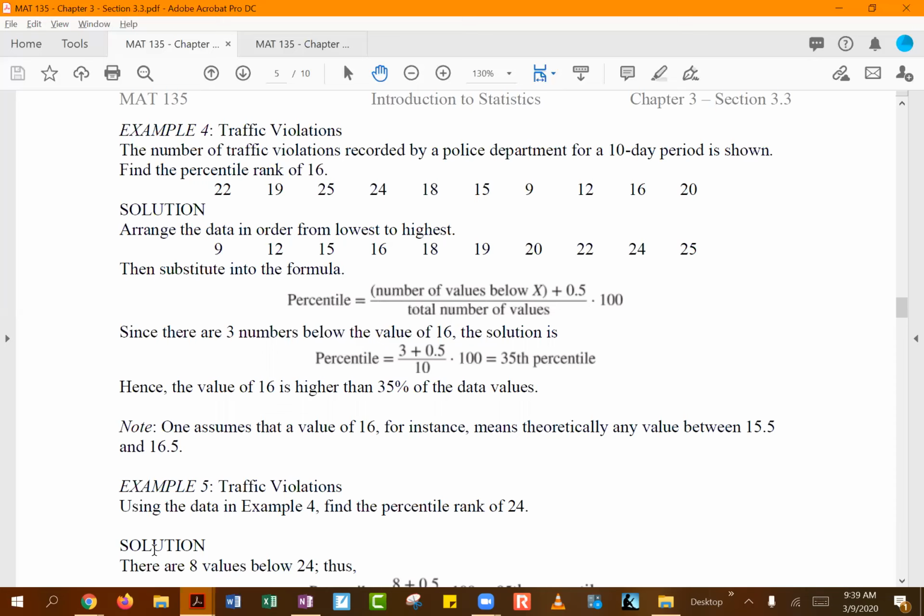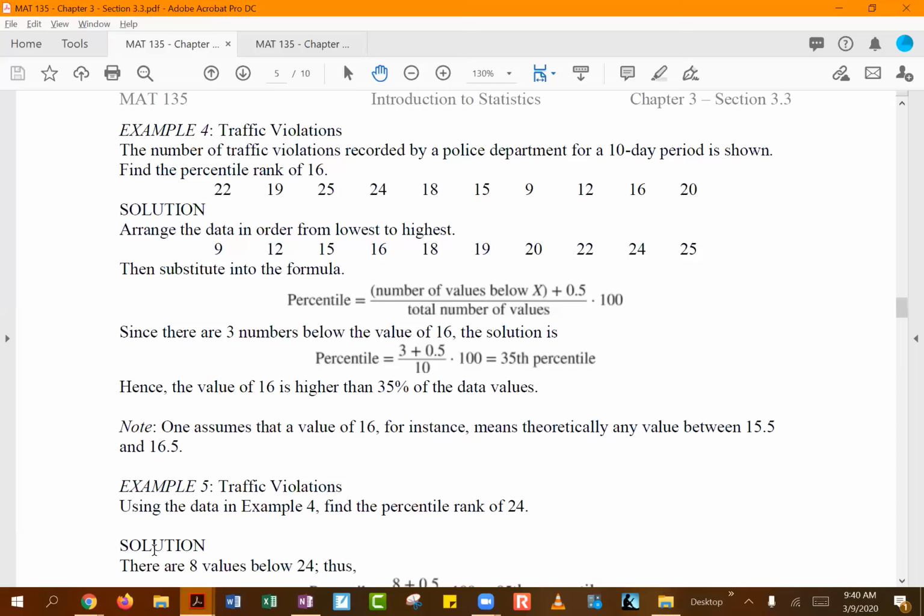So that's 3 plus 0.5. That's a total of 10-day period. So we have a total of 10 values multiplied by 100, and you get your percentile rank, okay? So we are basically saying that the value of 16 has a 35th percentile rank. So remember that only 35% of the values fall below, right?